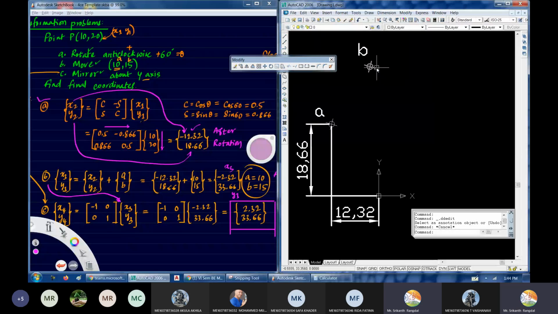Next, let us take up the next thing, that is rotate. So what is the formula for rotate? X2, Y2, the final coordinates, we get it after multiplying the initial coordinates, that is x1, y1. So what we have to multiply this with? C, minus S, S, and C.